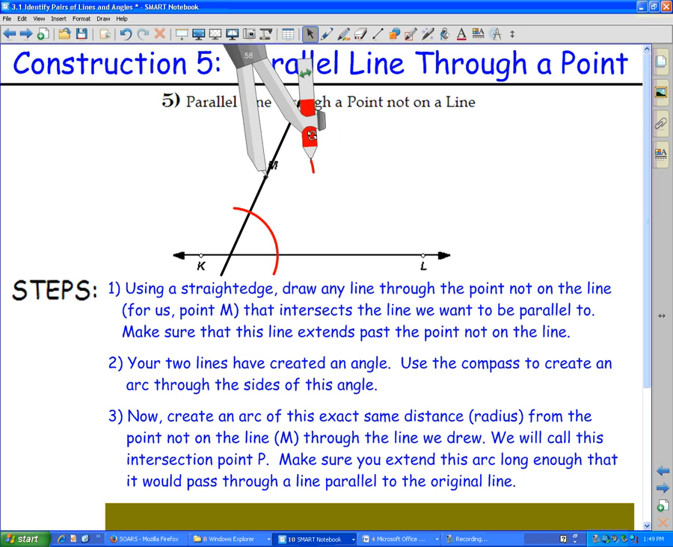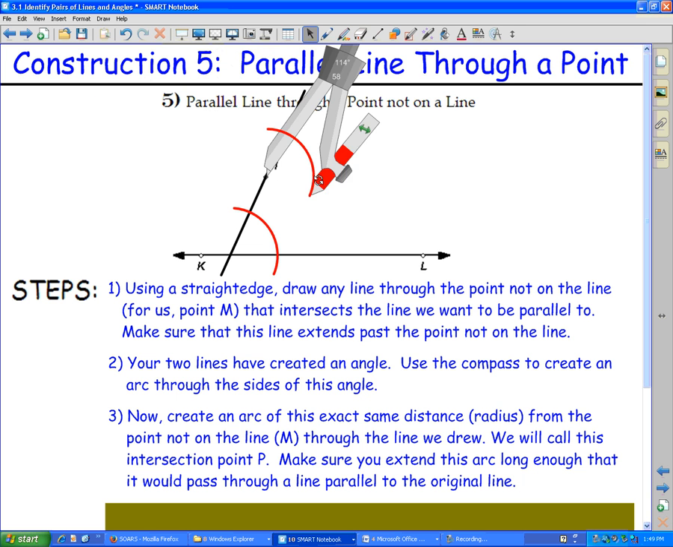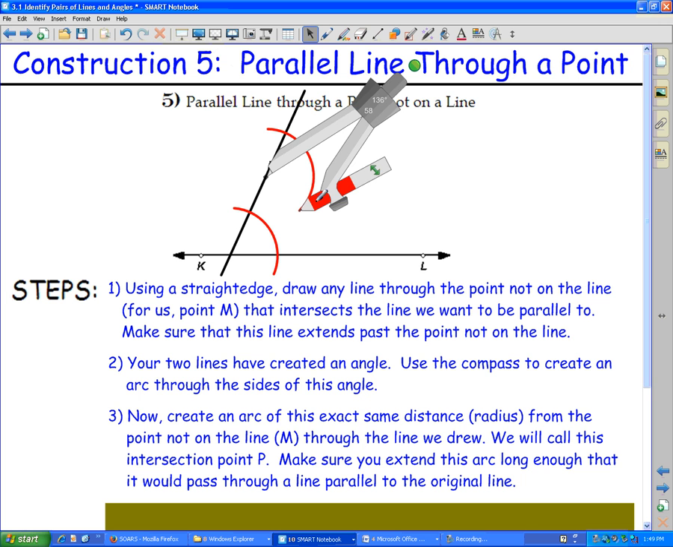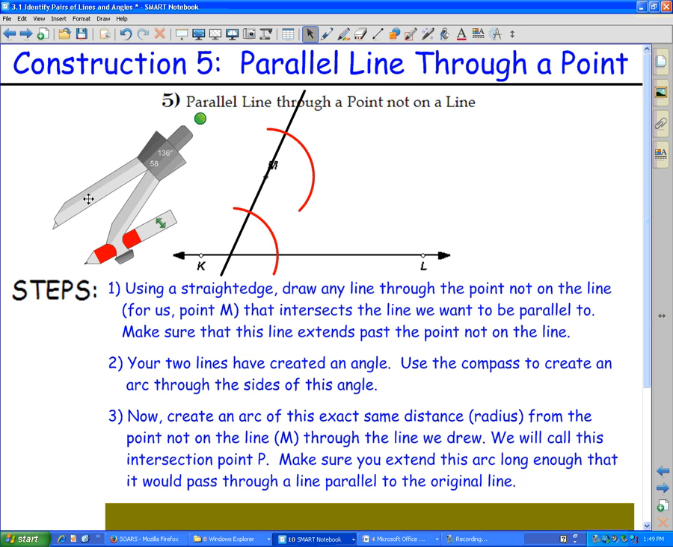I'm going to make sure that I arc low enough that I would for sure go through where any line would pass. Okay. No matter where we ended up drawing that line, it's going to pass through that arc. And that's all that means when you make your arc long enough so that it would extend. That's the story there, okay?